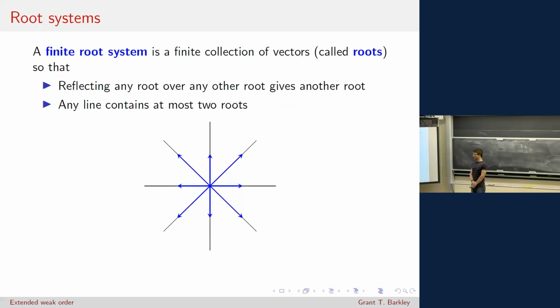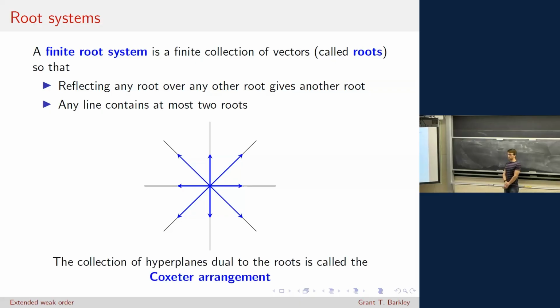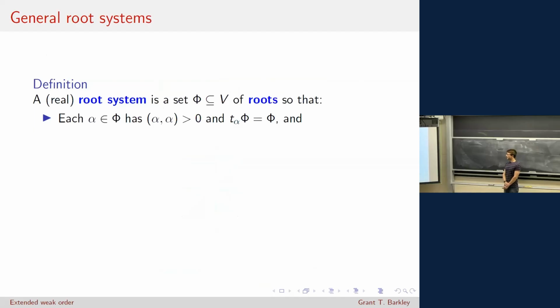Here's just another example. This one has 8 roots and also 8 reflecting hyperplanes. And you'll notice that, of course, these planes are planes of reflective symmetry for the root system. I'm going to call that arrangement of planes orthogonal to the roots the Coxeter arrangement for the root system. So we'll see that come up again. Okay, so that's a definition for finite root systems.